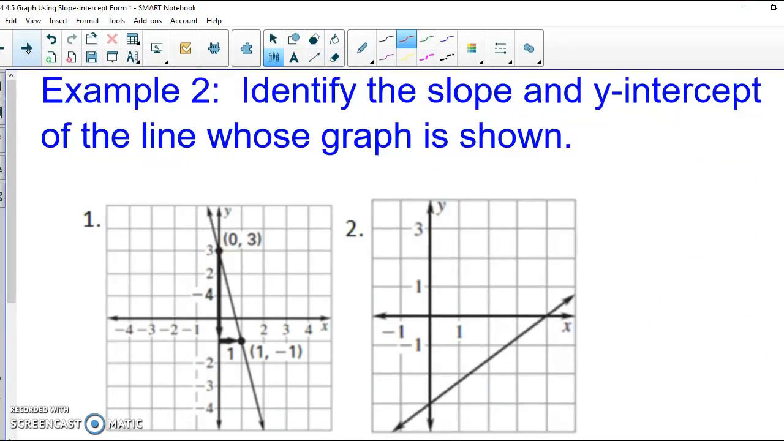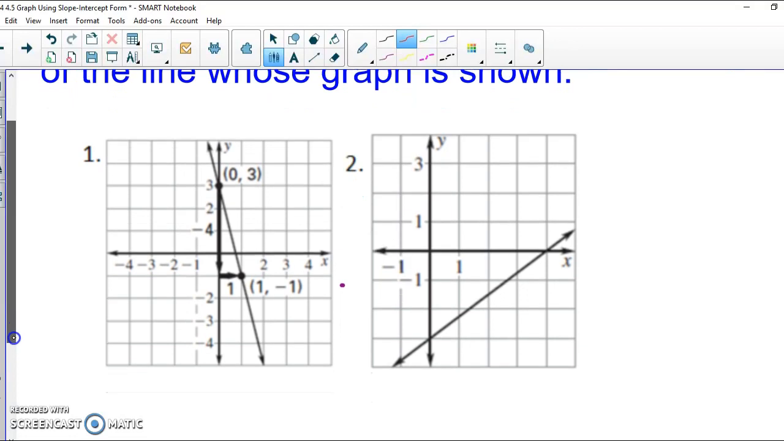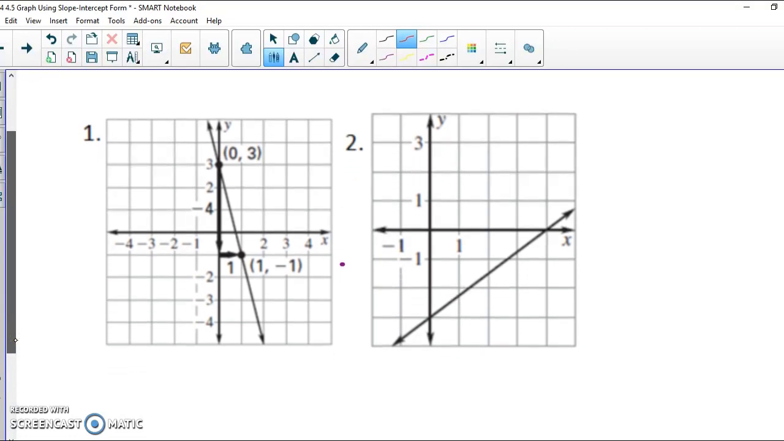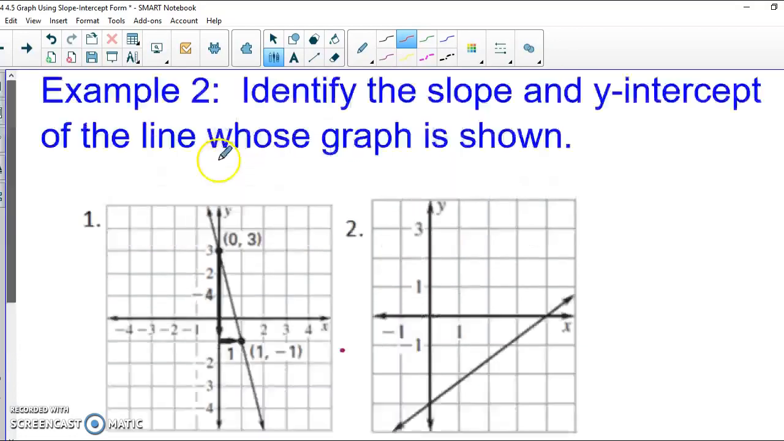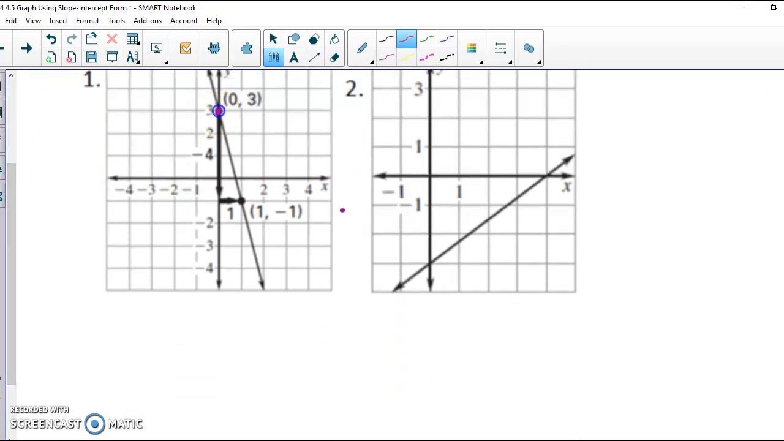So now let's look at identifying the slope and y-intercept of lines whose graphs are shown. So when we're given a graph, we want to make sure that we can identify the slope and the y-intercept. So the y-intercept is a good place to start because it's easy. It is our point on the y-axis. So in this case, my y-intercept, or my b, would be a +3.